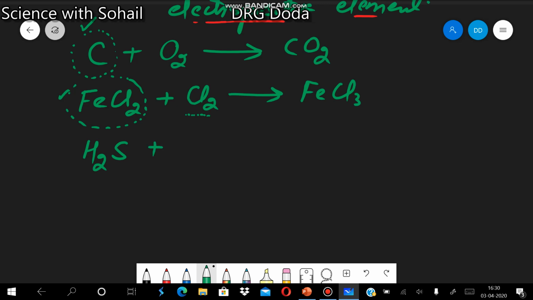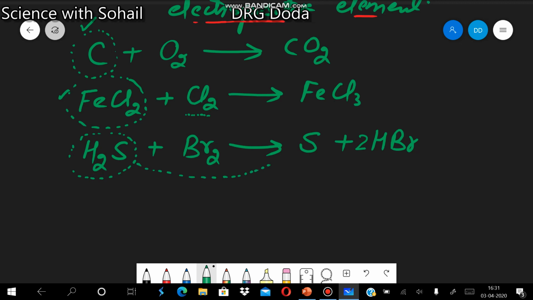Now another case is hydrogen sulfide plus bromine. In this reaction we get sulfur as the product along with hydrogen bromide. Now again in this case we can see that hydrogen sulfide undergoes the removal of hydrogen, because hydrogen sulfide, after the removal of hydrogen, is forming sulfur. So a removal of hydrogen is taking place from hydrogen sulfide, so we can say that hydrogen sulfide undergoes oxidation.